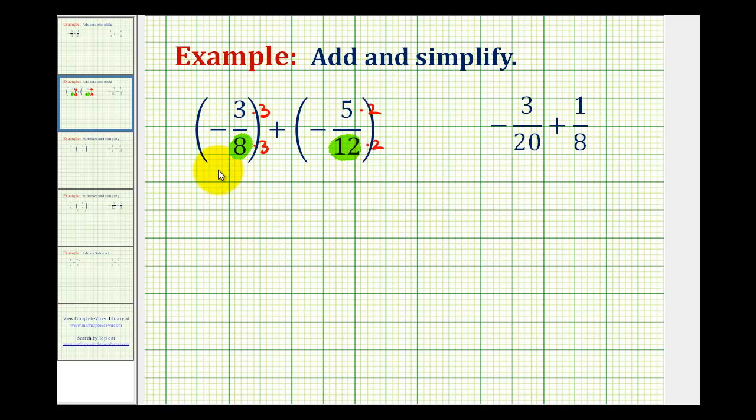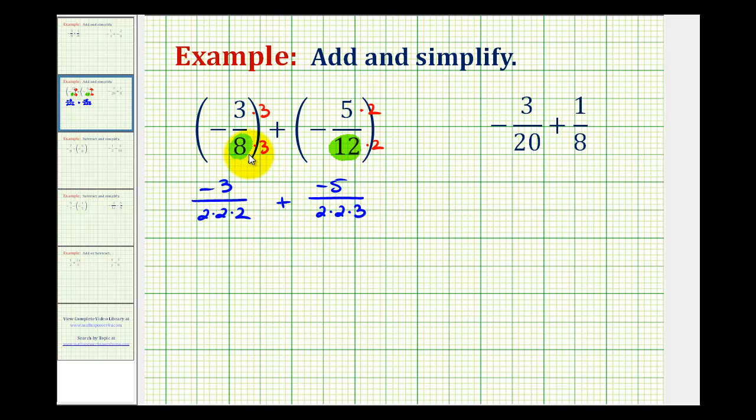So for this first fraction, we're going to write negative 3 all over the prime factorization of 8, which would be 2 times 2 times 2, plus, we'll write the second fraction as negative 5 all over the prime factorization of 12. Well, 12 is 4 times 3, 4 is 2 times 2, so this would be 2 times 2 times 3.